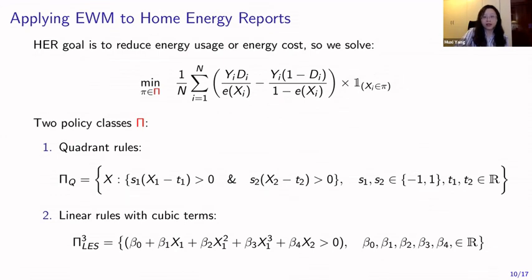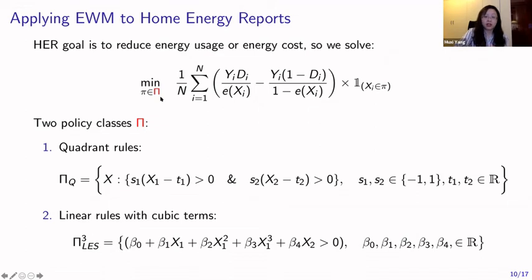In the context of energy conservation, we transform the original maximization problem into a minimization problem shown here. The objective function is exactly the same as we saw before, with the outcome variable defined in terms of either energy use or energy cost. The last part of this optimization problem is policy constraints.